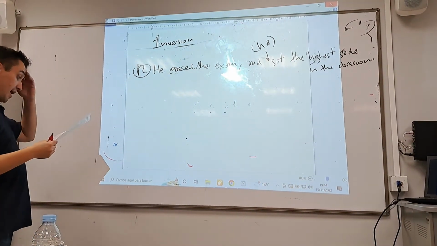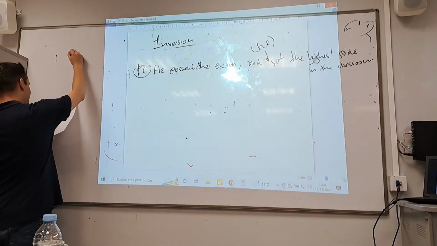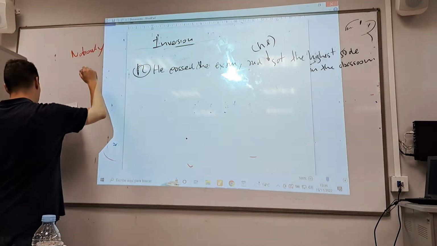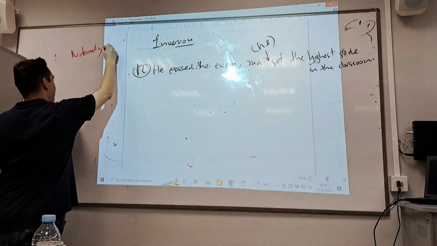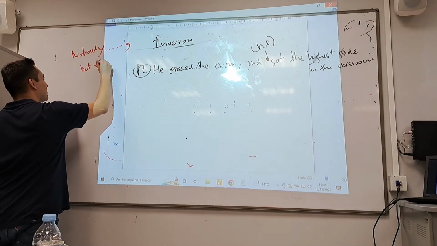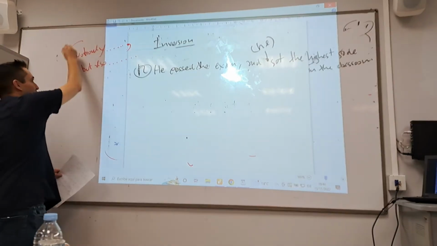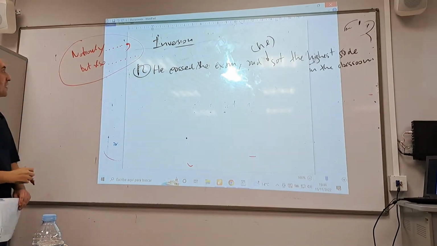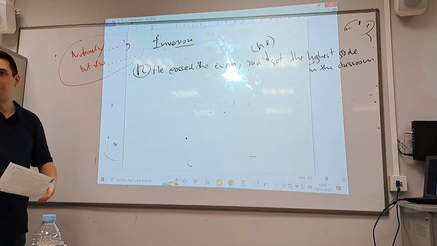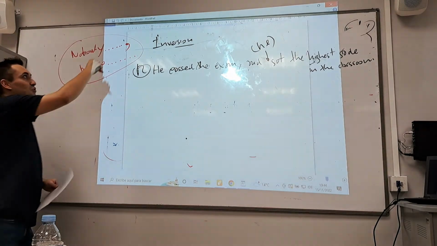How can we make an inversion with this? Not only blah, blah, blah, comma, but also blah, blah, blah. This is the structure that you can use to make an inversion. Remember, there will be an inversion. The inversion will be here.